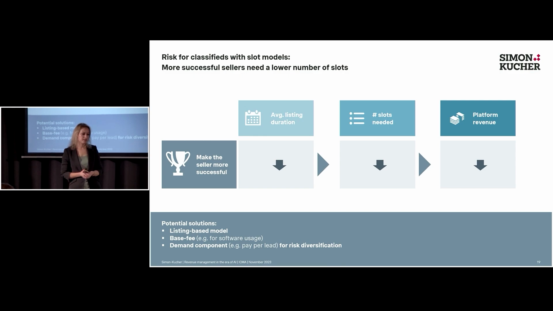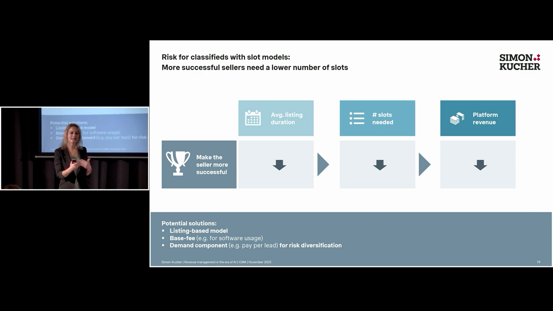And the last one is a demand component. If you monetize pay-per-leads, for example, then often if the supply goes down, demand goes up. So then you have some kind of an arbitrage model. It's not always the case, so that's not the perfect solution, but it helps in some cases.